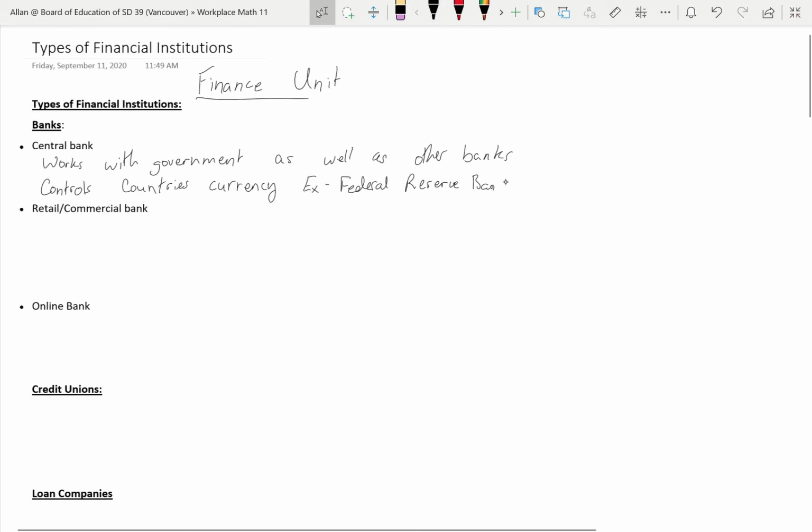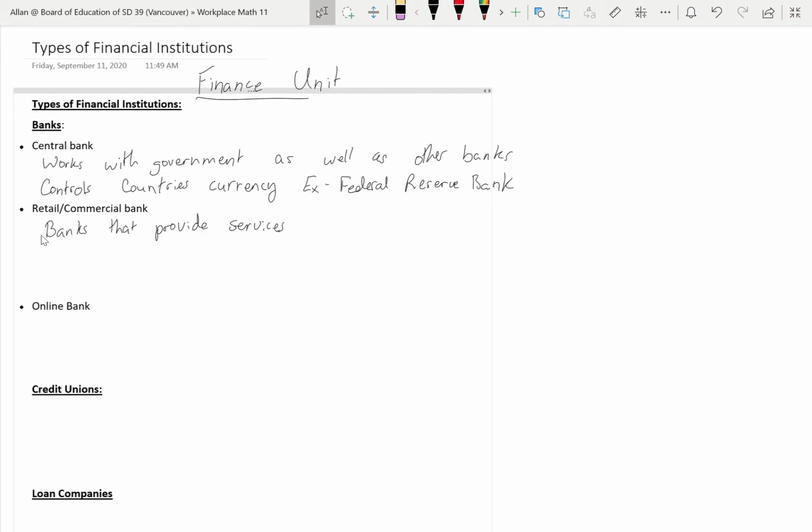So this is the kind of thing that you and I would not deal with. This is at a much higher level where banks are borrowing money from the central bank, and this is where the country kind of keeps most of its currency. Next up, we have a retail and commercial bank. These are banks that provide services to individuals and companies. So this is generally what we think about when we think about a bank. So these are the ones we are familiar with.